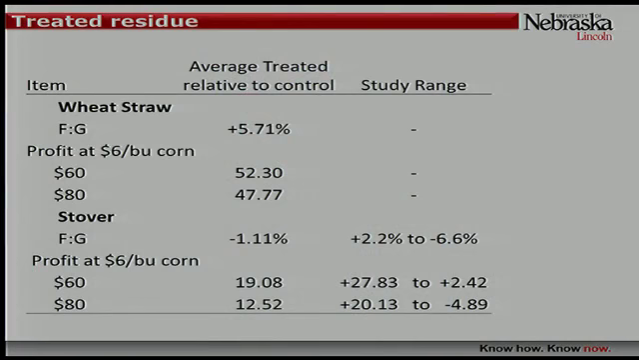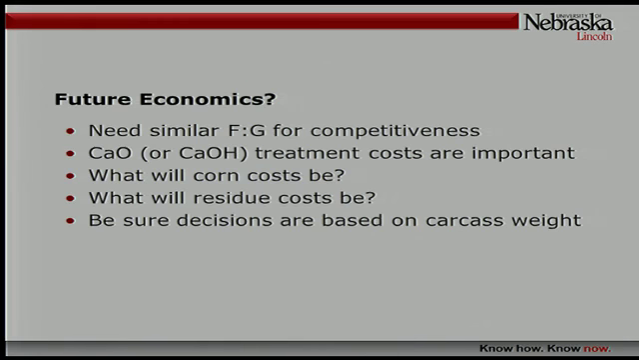And you can see the returns here, and there is some range given at this pricing scenario. However, if you increase this to $6 corn, so on a ton basis, corn at $5 is $211 a ton dry matter, now we're up to corn that's $250. The returns look a lot better, especially for straw. And as you can see, they look a lot better for stover here as well.